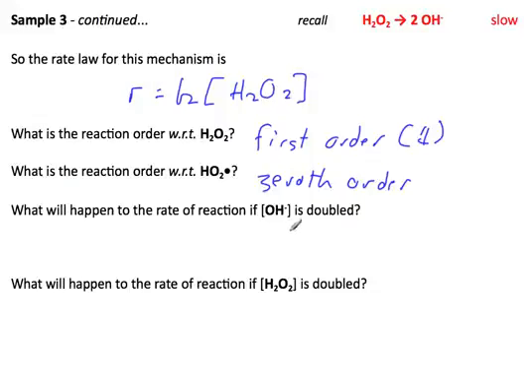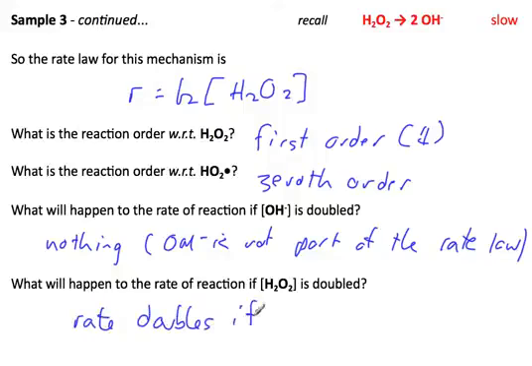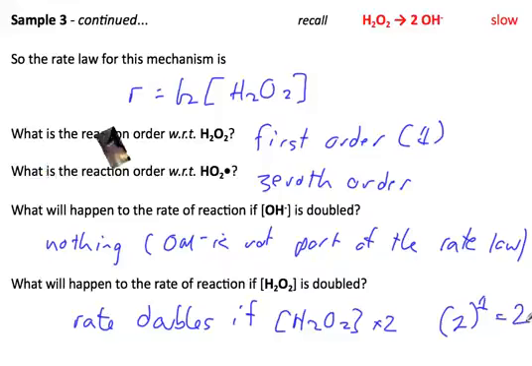What will happen to the rate of reaction if the concentration of hydroxide is doubled? Nothing. And why is it nothing? Because OH minus is not part of the rate law. Okay, not in the rate law, does not affect rate. It's 0th order as well. Concentration of hydroxide is 0th order. What will happen to the rate of reaction if the concentration of hydrogen peroxide is doubled? Rate doubles. If concentration is doubled. And again, that's because you have a doubling concentration raised to the power of 1, 2.